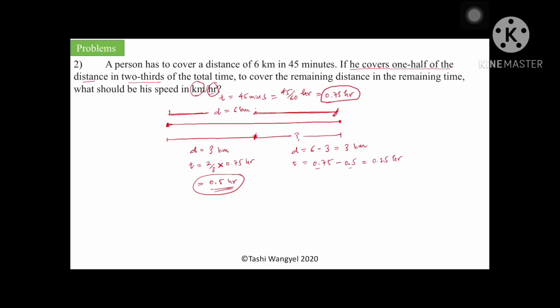So to cover the remaining part, what is the speed? Speed is equal to distance by time. Distance is 3 km divided by time 0.25 hours, so 12 km per hour. The first half, 3 km, was covered in 0.5 hour, and the second half has to be covered at a speed of 12 km per hour.